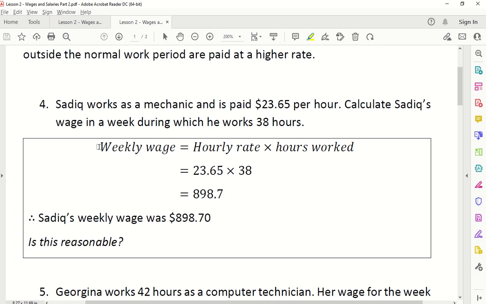So it's a pretty easy thing to do. To figure out his weekly wage, it's however much he earns per hour multiplied by the amount of hours he has worked. So his hourly rate is $23.65. He worked 38 hours, so he has earned $898.70. So I write my worded statement: Sadiq's weekly wage was $898.70. Do a quick check for reasonableness. Does that seem like a reasonable amount to earn in 1 week? Yeah, it seems about right.